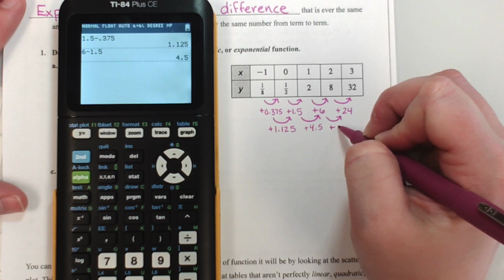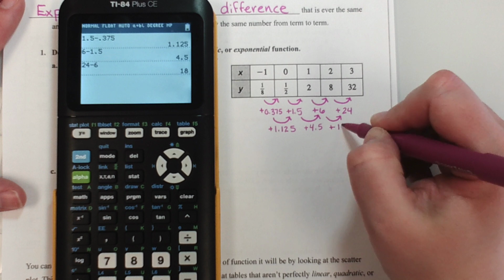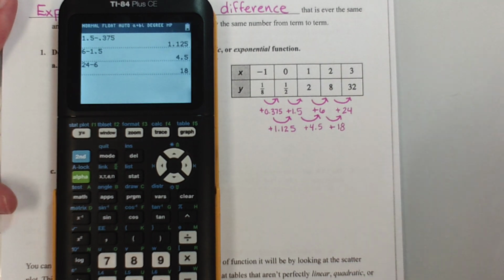Get from here to here. I don't really need to check anymore because they're obviously not the same, but it'd be adding AT. First difference is not the same, it's not linear. Second difference is not the same, it's not quadratic. Am I multiplying by the same number to get from term to term?